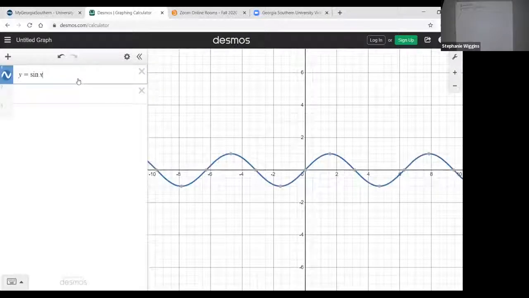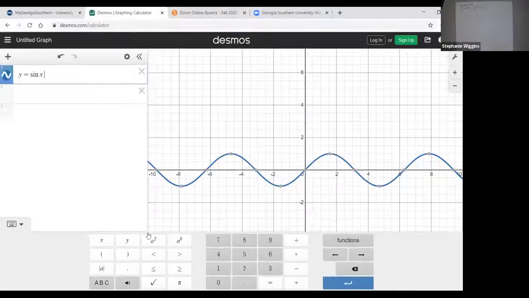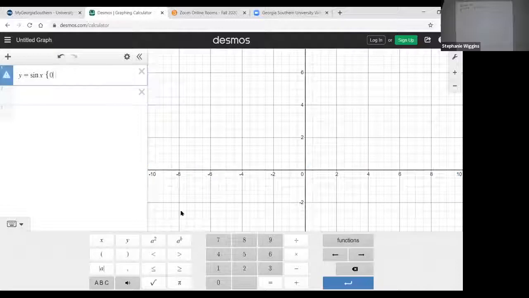So you've got your sine x function, and it's just going to show you a piece, and I'm going to try and restrict the domain here so you can see what I'm talking about. Hold on. Just give me a moment. I think I go like this. And then I type in 0 is less than or equal to x, which is less than or equal to 2 pi. There we go.